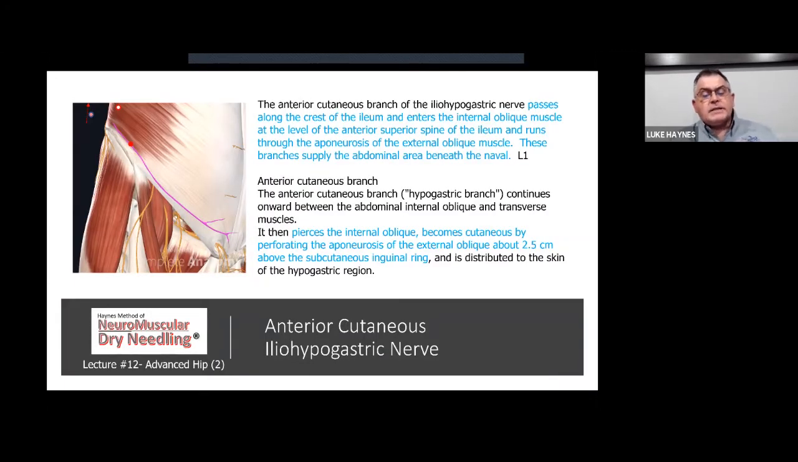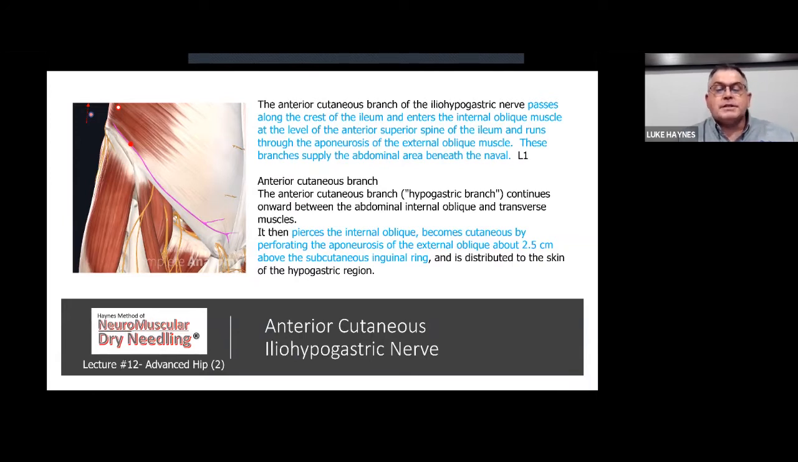So the anterior cutaneous iliohypogastric nerve passes along the crest of the ilium, and you can see it represented here in pink, along the crest of the ilium, and it enters the internal oblique muscle at the level of the anterior superior spine of the ilium, and it runs through the aponeurosis of the external oblique muscle, and they supply the abdominal area beneath the navel. So the umbilicus sitting right over here. It's hard to see. So it provides innervation in this area.